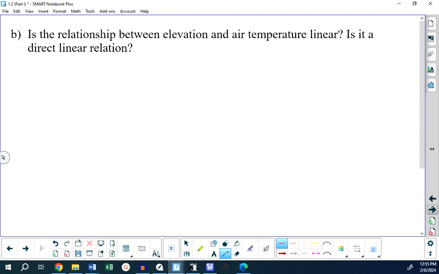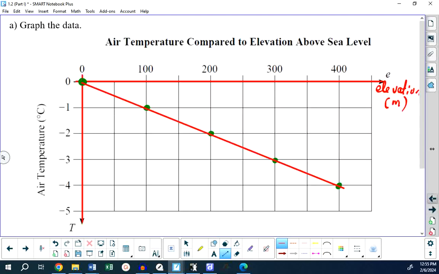Is it linear? Yes. This is linear, right? Is it a direct linear relation? Why? It goes through the origin, right? It starts at the origin. So because it's a straight line, it's linear, and because it starts at the origin, it's direct. So this is a direct linear relation.